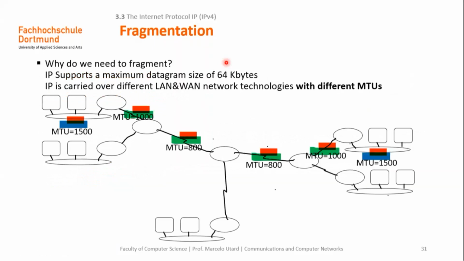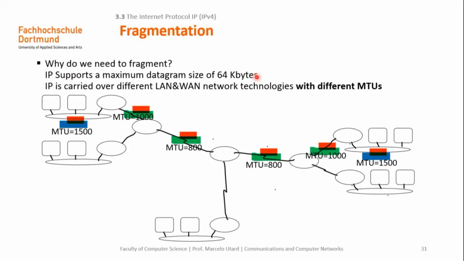Then why do we need to fragment? Well, we know that IP supports a maximum datagram size of 64 kbytes. That is, in fact, 64 multiplied by 1024 bytes. That is, in fact, then 65,512 bytes.